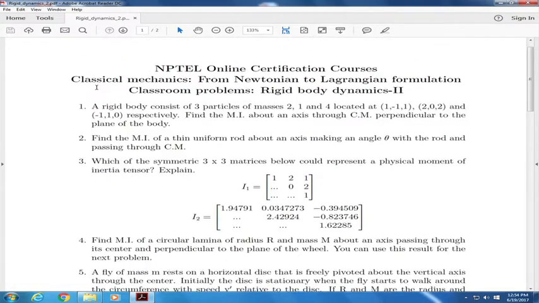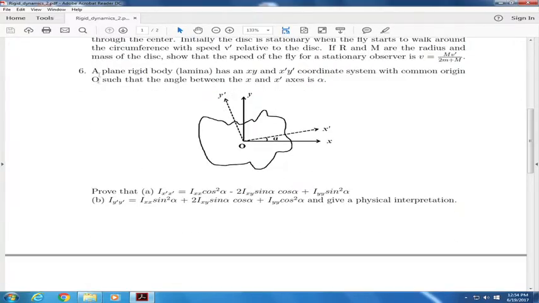Hello and welcome back. So we continue with our problems. We like solving problems in rigid dynamics. So we have already done the first 5 problems of this set. Now let's move to the 6th problem.